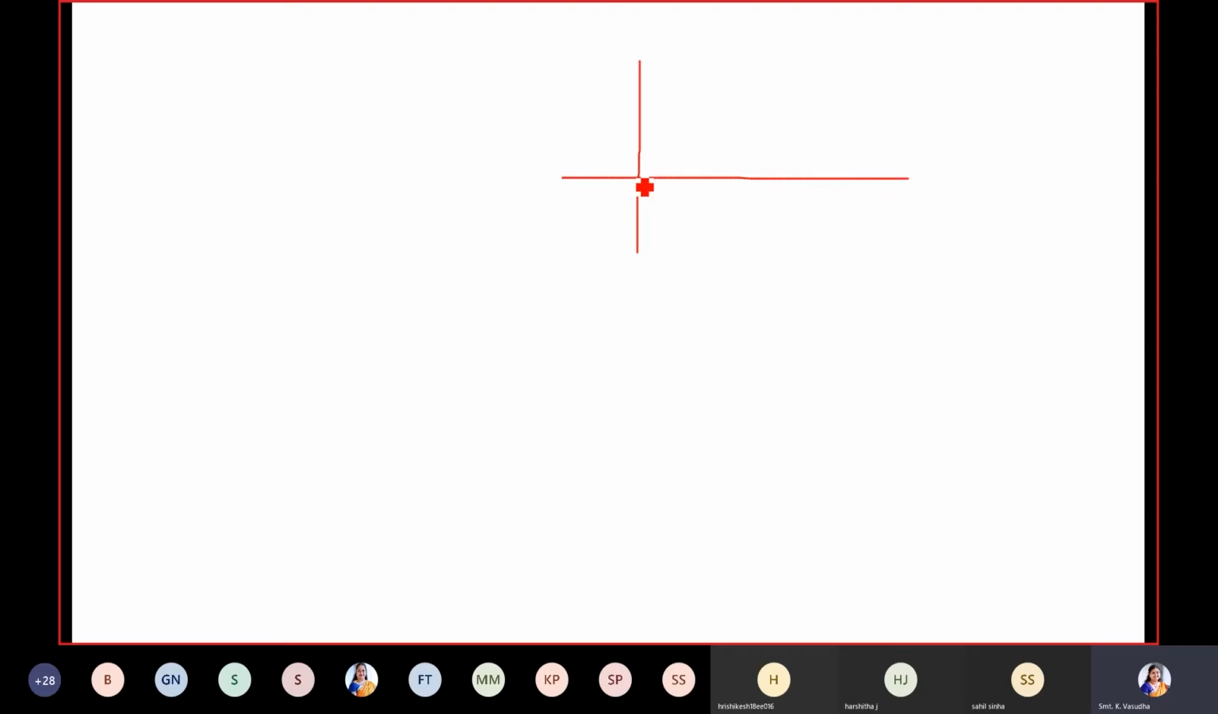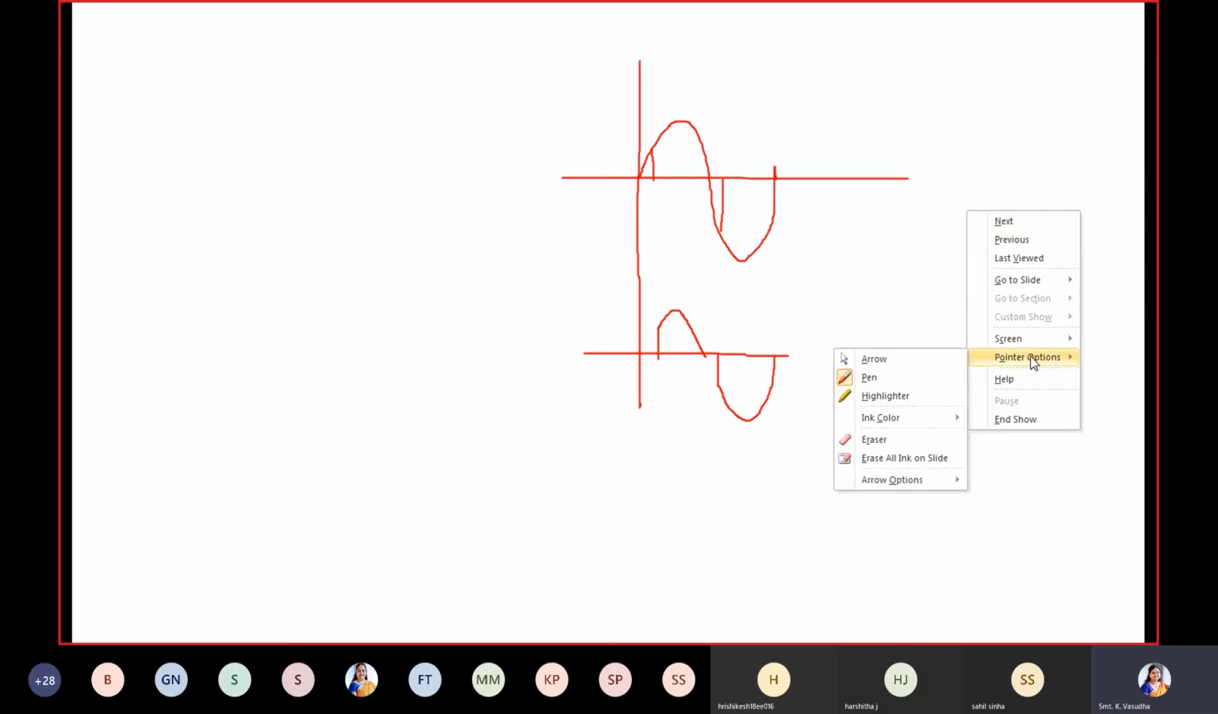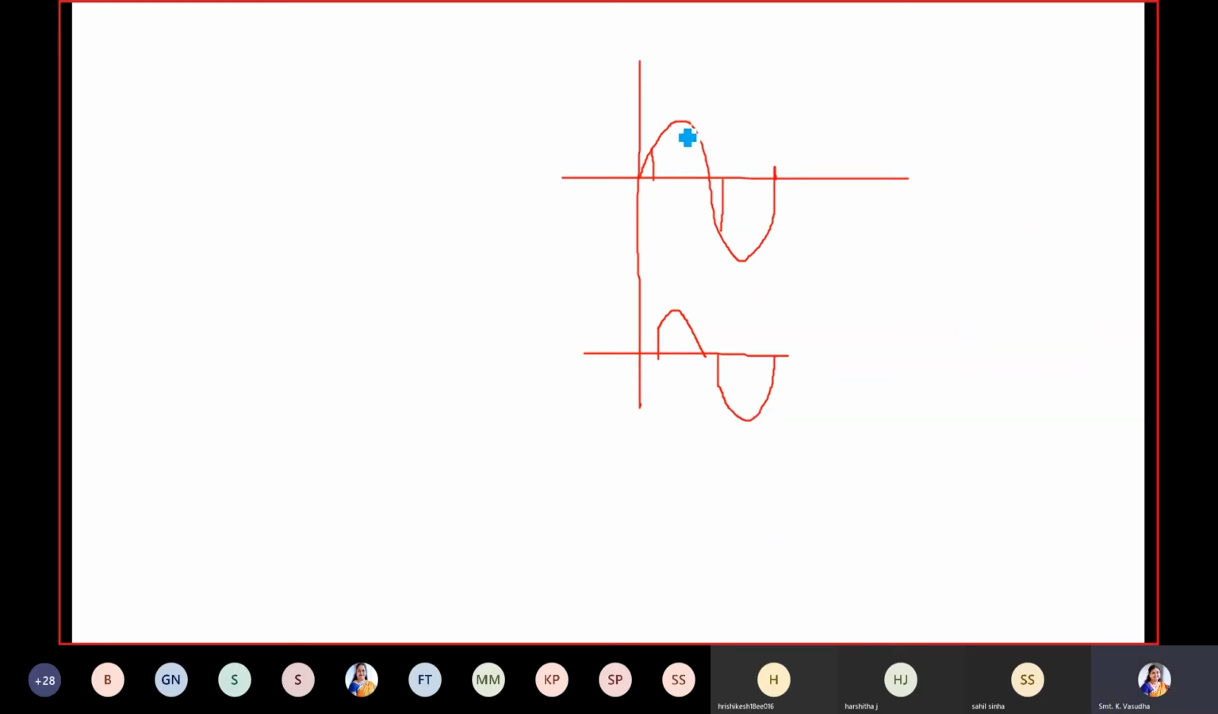Okay, this is the supply voltage. Now if I give firing angle at this point, what will be the output voltage? The output voltage will be like this. Okay, if I give the firing angle at this point, the waveform is going to be like this.